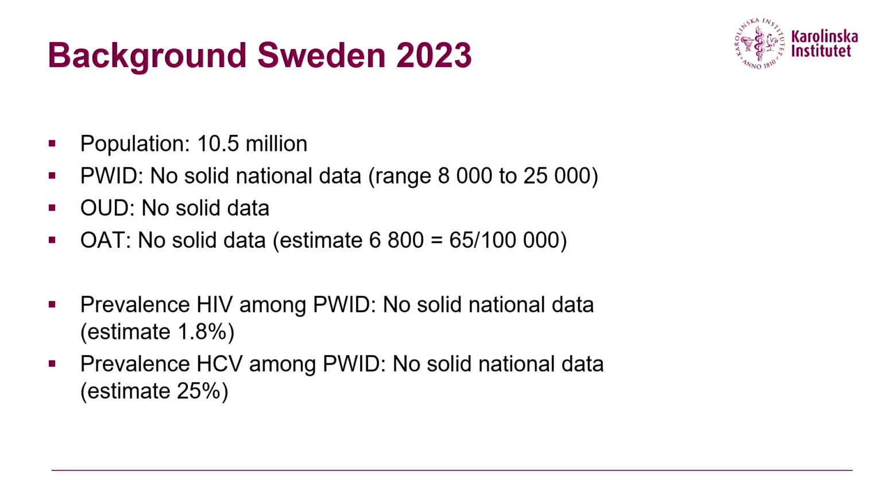People with opioid use disorder, no solid data, but maybe approximately 20 to 30 thousand individuals. The same with opioid agonist treatment, no really solid data, but approximately 6,800 people on OAT. What we do know is that we have a low coverage rate compared to the rest of Europe, with only 65 per 100,000. The prevalence of HIV among people who inject drugs, also no exact data, is approximately 1.8%, and for hepatitis C, 25%.